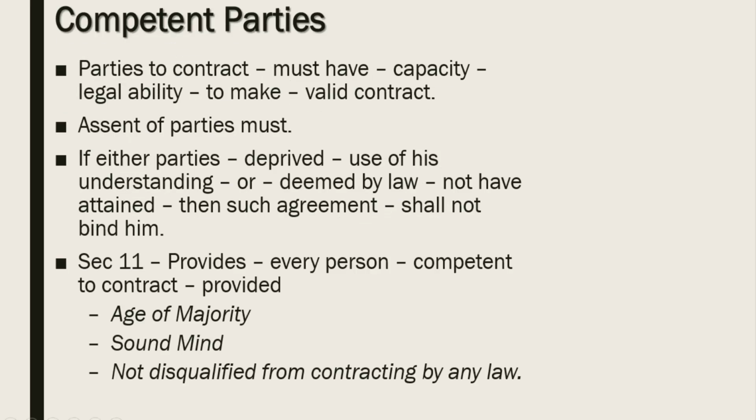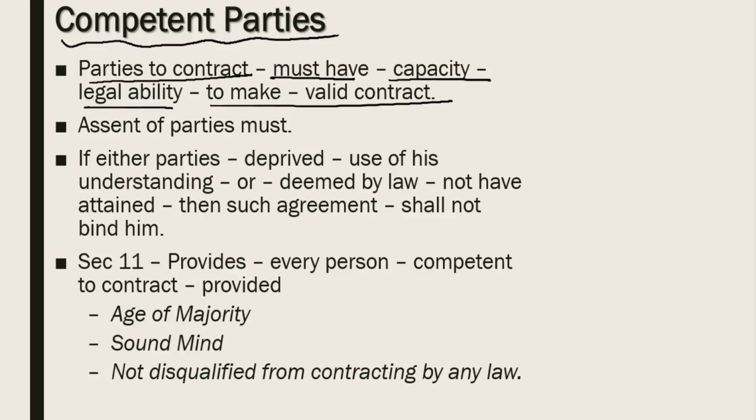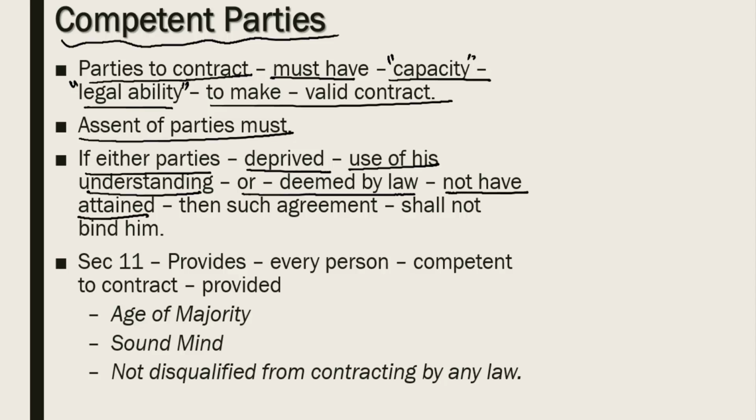Okay, move on. The next important point is competent parties. So this is one of the essential features of a valid contract. That is, the parties to the contract must have capacity, must have legal ability to make a valid contract. So understand, they should have capacity, they should have legal ability. And the assent of the parties, that is their acceptance, is a must. If either of the parties is deprived of the use of his normal understanding, or if the law deems that they have not attained that level of understanding, then such agreement will not bind.